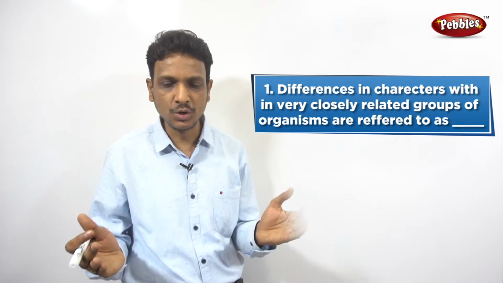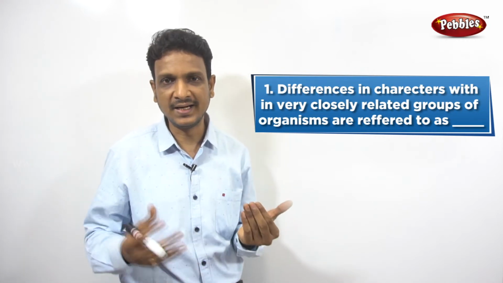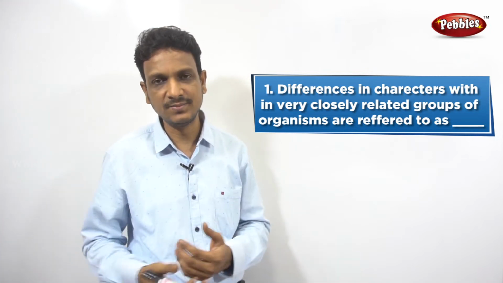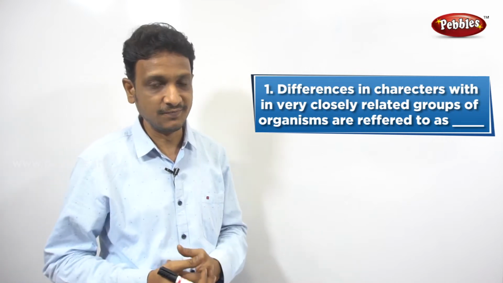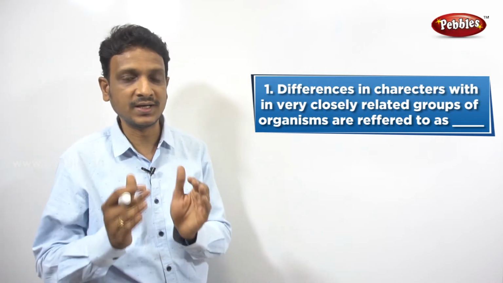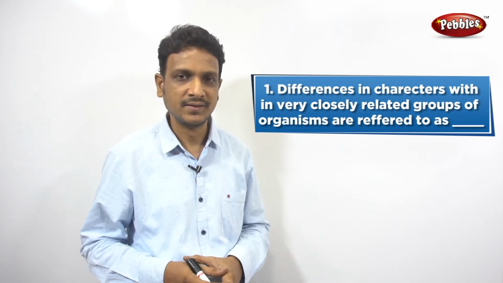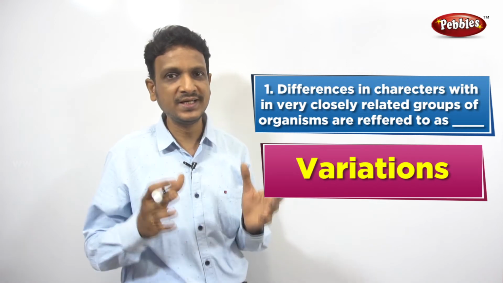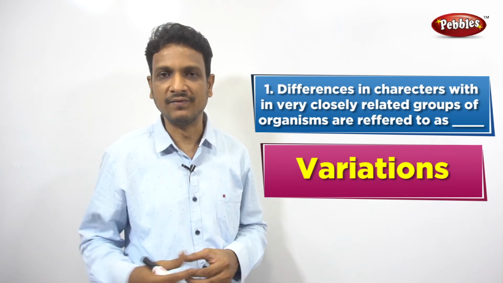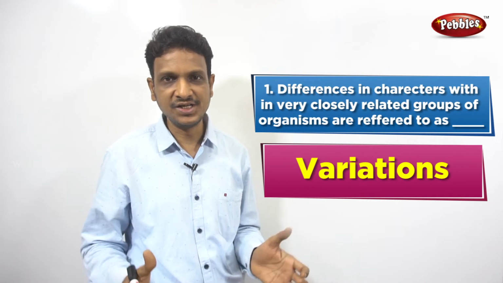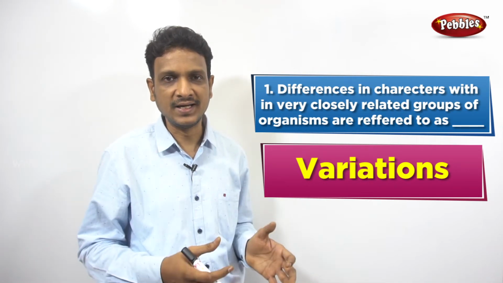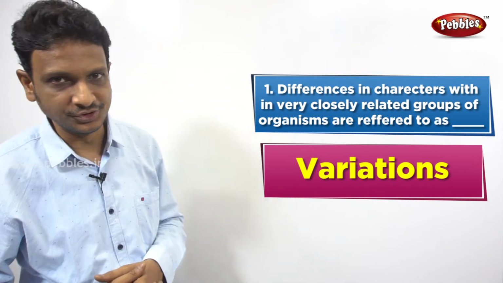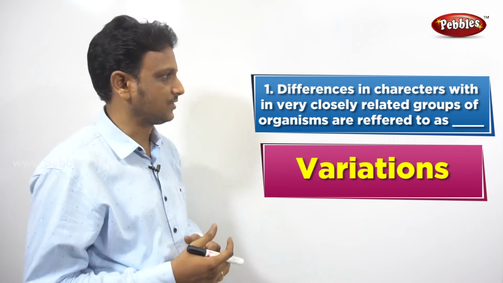But if you see closely related ones, like a man and a chimpanzee, you can find some similarities. Closely related species, if you observe them, still have some differences. What are these differences called? These differences are called variations. These variations help in the process of evolution. The variations get accumulated in the organisms from generation to generation and help in the process of evolution. Let us see the next question.